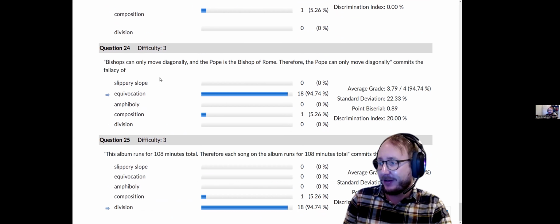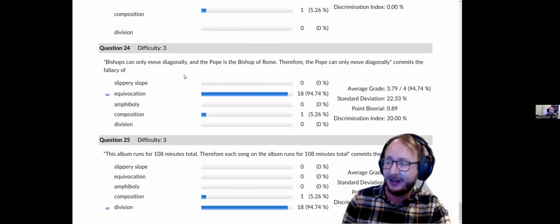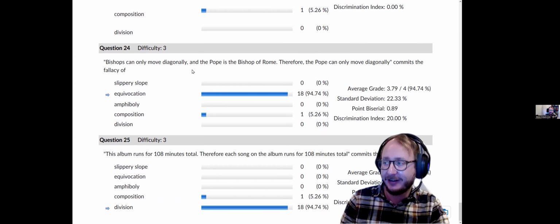I like this one the best out of all the questions on homework 5C. So bishops can only move diagonally, and the Pope is the Bishop of Rome. Therefore, the Pope can only move diagonally.